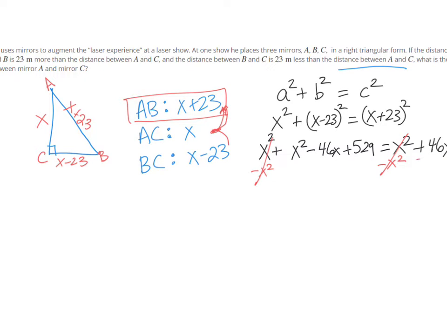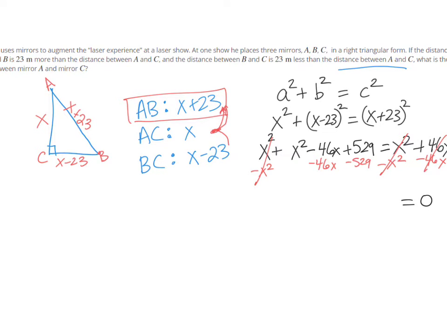I'm going to subtract 46x. Subtract it with its like term. Here's another 46x. They're both negative. That's okay. I'm going to subtract 529. Subtract 529. So that way I'm getting rid of everything on the right, and it's going to end up equaling 0. That's what I want. Let's see what's left over here.